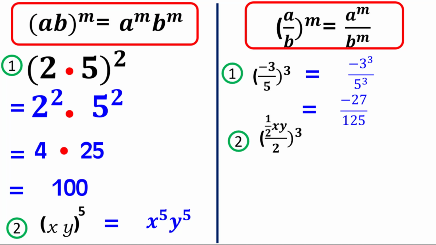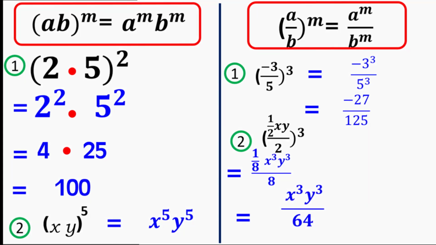If we have the expression 1/2 xy over 2 cubed, so this power is a power of 1/2 and x and y and 2. So it will be 1 over 8 x cubed y cubed, and 1 over 8 divided by 8, it will be 1 over 64. So it will be x cubed y cubed over 64.